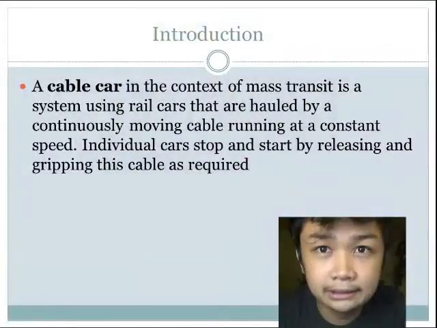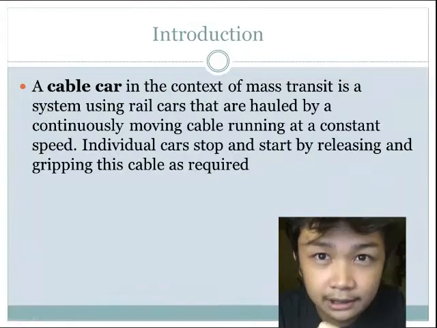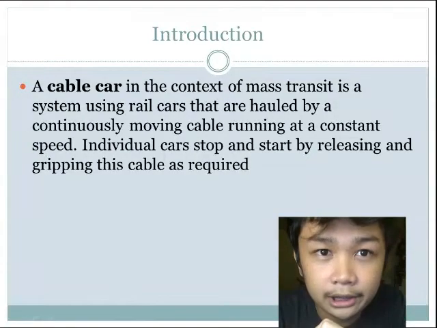This is a short introduction about cable cars. A cable car in the context of mass transit is a system using rail cars that are hauled by a continuously moving cable running at a constant speed. Individual cars stop and start by releasing and gripping this cable as required.